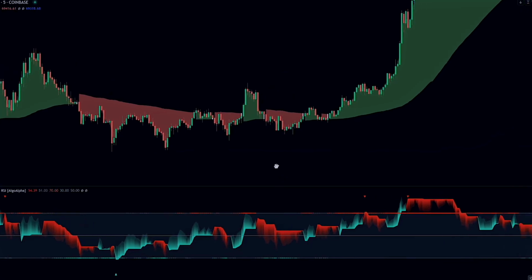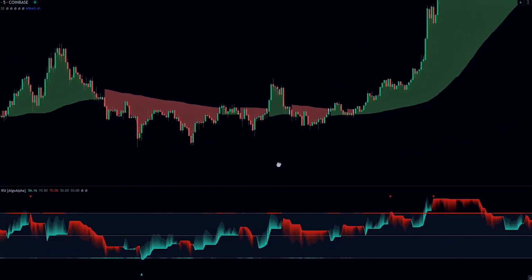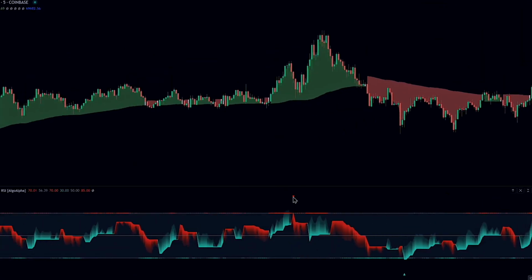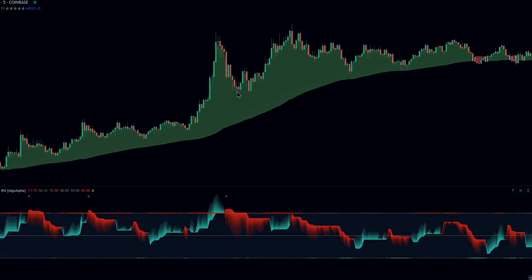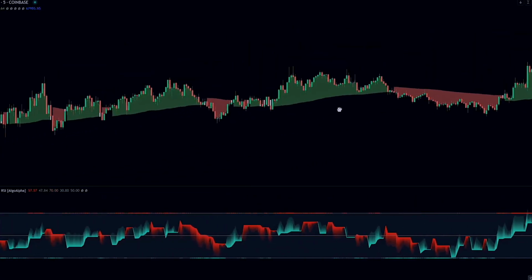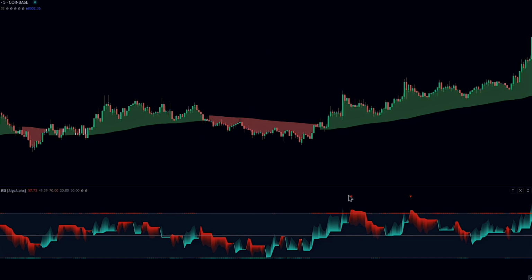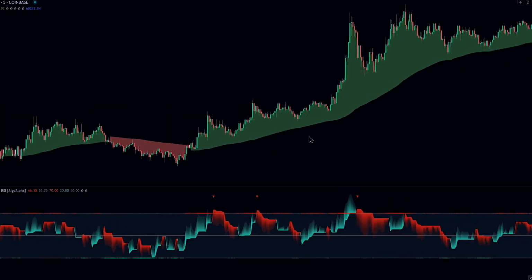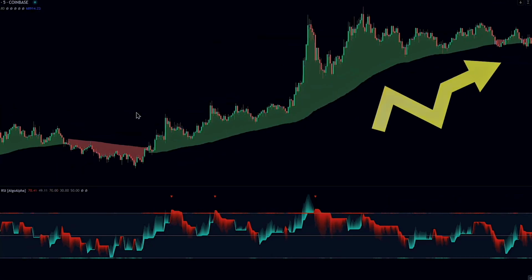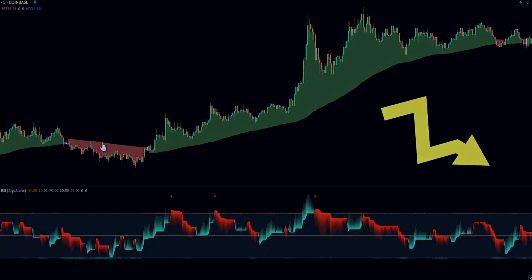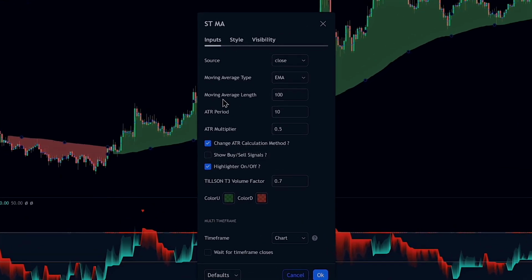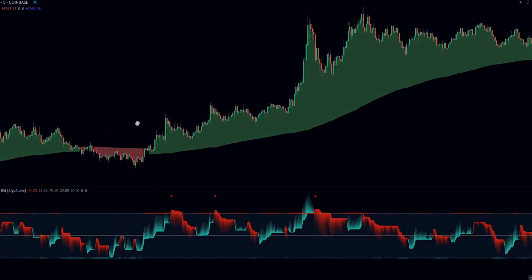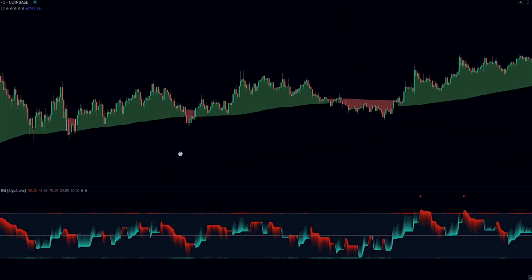To trade using this indicator, we'll follow its buy and sell signals. These signals highlight trend reversals, pullbacks, or retracements within ongoing trends. However, we can't rely on this indicator alone. Instead, we'll combine it with the SuperTrended Moving Average, which serves as a trend confirmation tool. A green ribbon signals a bullish trend, while a red ribbon signals a bearish trend. To fine-tune it, double-click on the indicator and change the moving average length to 200. Then hit OK.